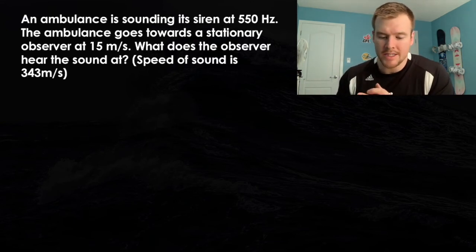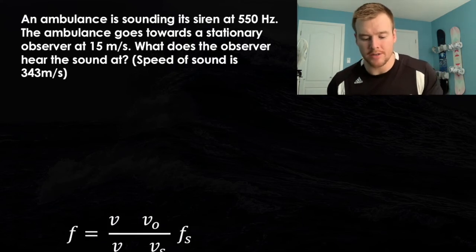So it says an ambulance is sounding its siren at 550 hertz and the ambulance goes towards a stationary observer at 15 meters per second. What does the observer hear the sound at? Speed of sound is 343 meters per second. Okay, so here's our formula.